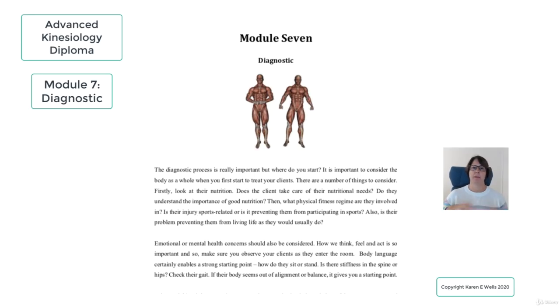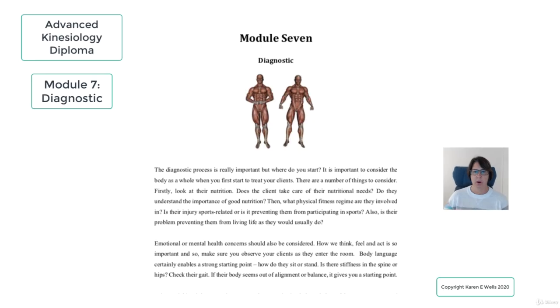Now, Module 7 is all about diagnostic. We've looked at the muscle testing and hopefully you've gone through that, you've practiced with several people those techniques, and go back to it, still continue to do that. So let's move on now to Module 7, Diagnostic.